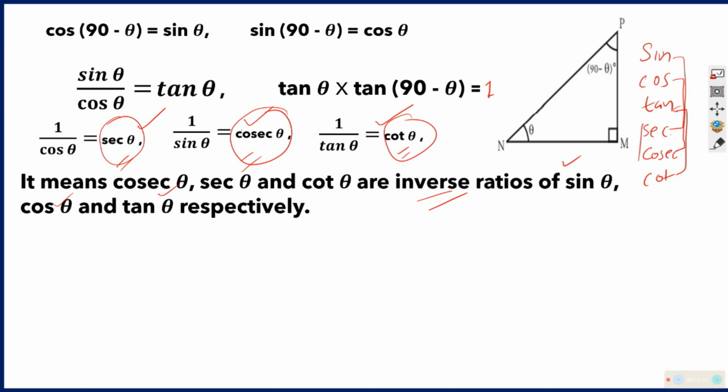But sec theta, cosec theta, cot theta, you should know clearly what these are. And in a right angle triangle, if this angle is theta, this is 90 minus theta. So you also already know that sin theta is equal to cos 90 minus theta, and cos theta is equal to sin 90 minus theta. If you take the ratio of sin theta upon cos theta, it will become tan theta, and the product of tan theta and tan 90 minus theta is equal to 1.